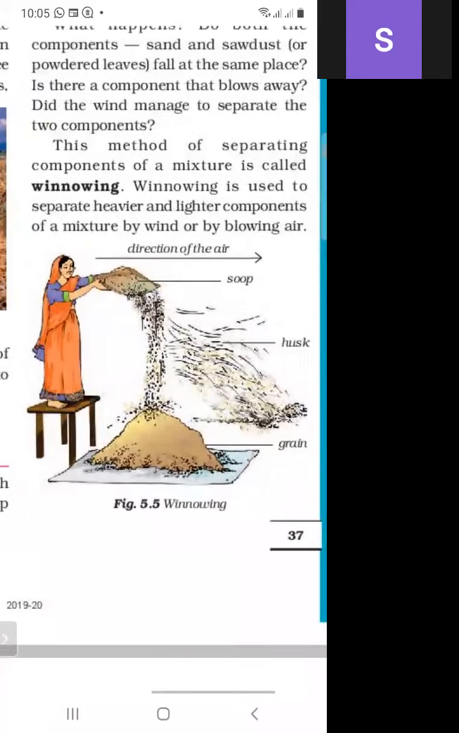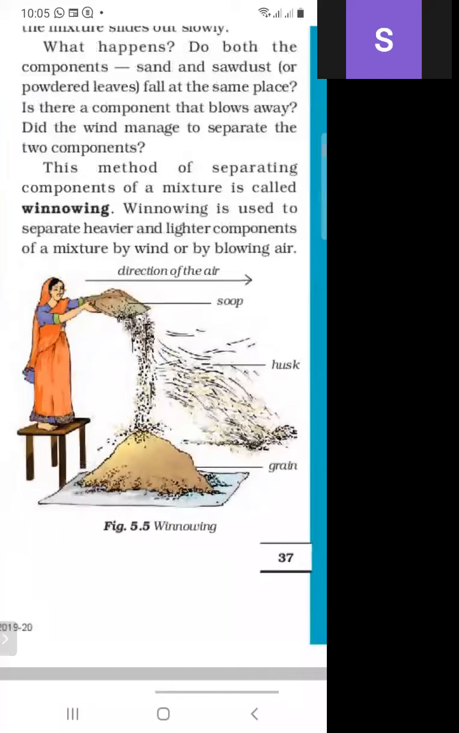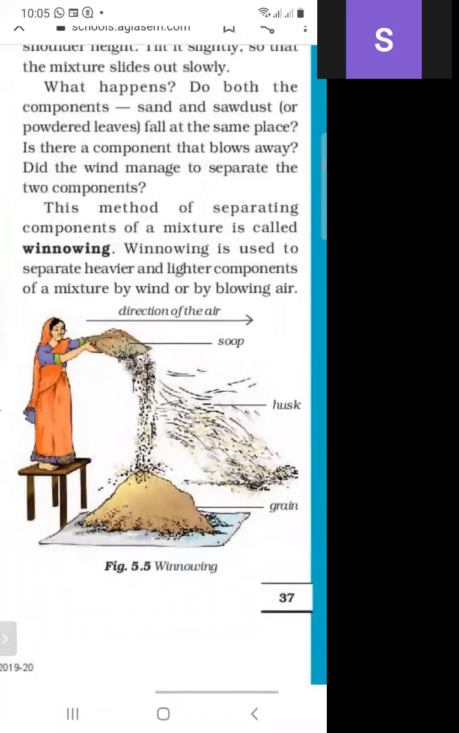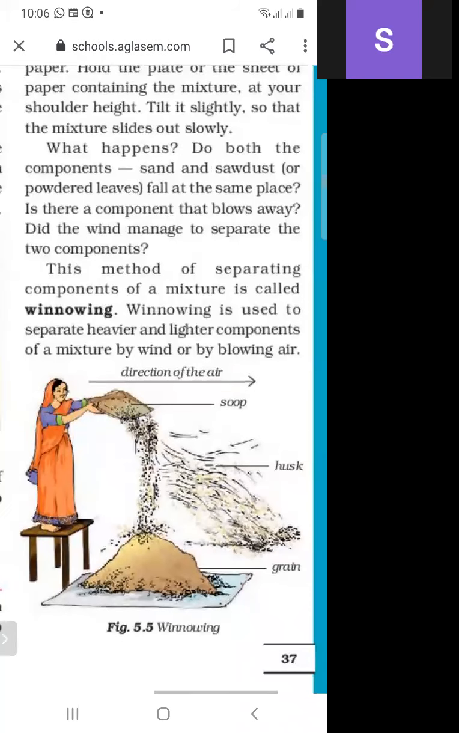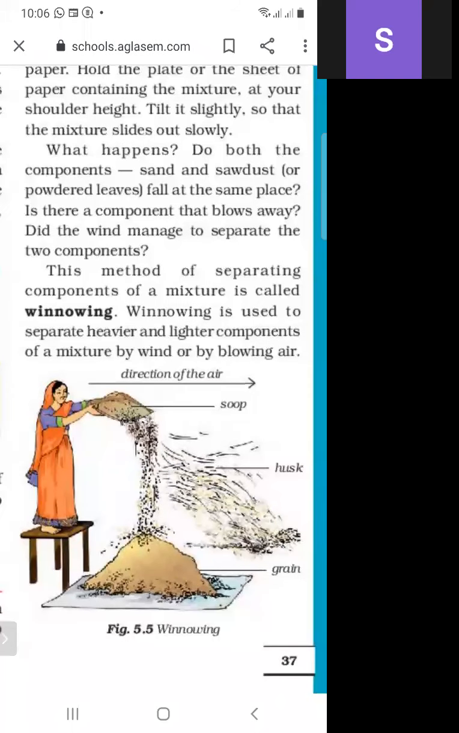Sand and sawdust, and it is used to separate sand and neem leaves. If we put this mixture on the plate, tilt it, and stand at a height as shown in figure 5.5, then the mixture is separated with the help of wind. This process is called winnowing.